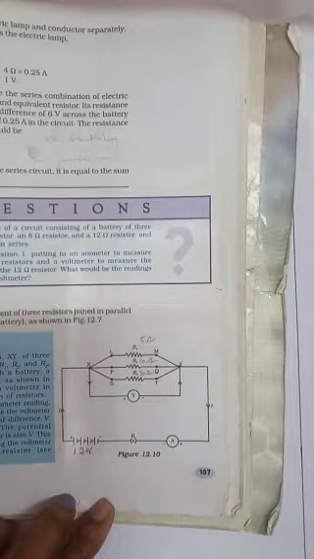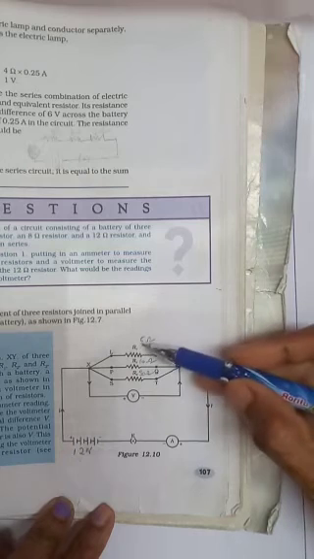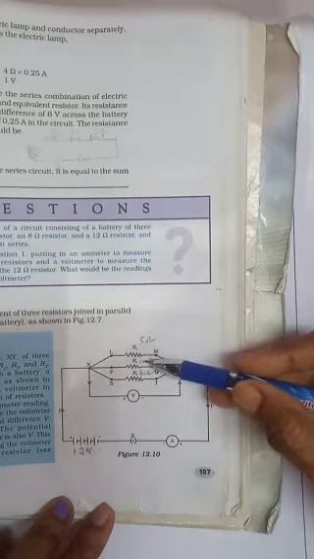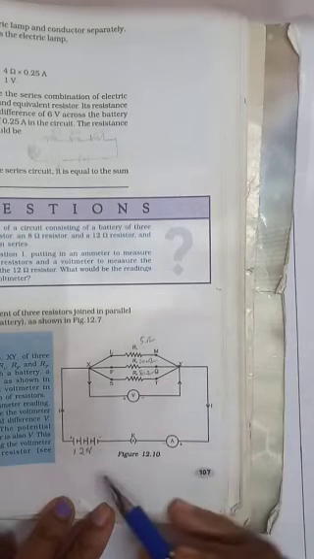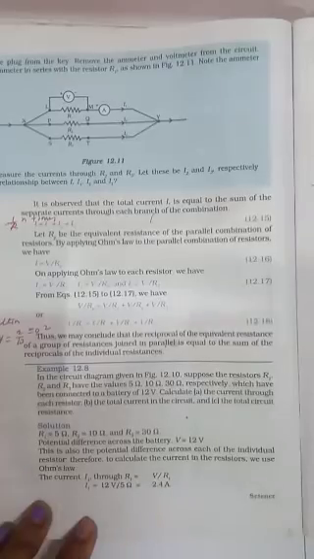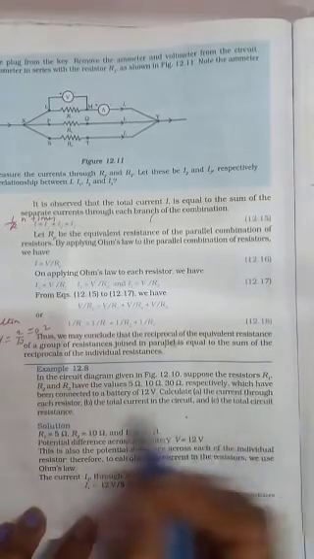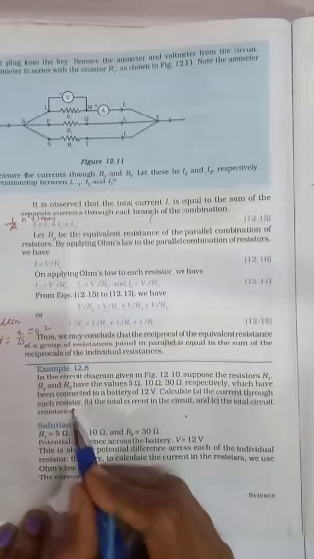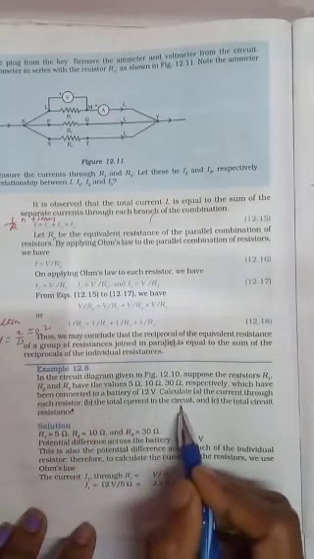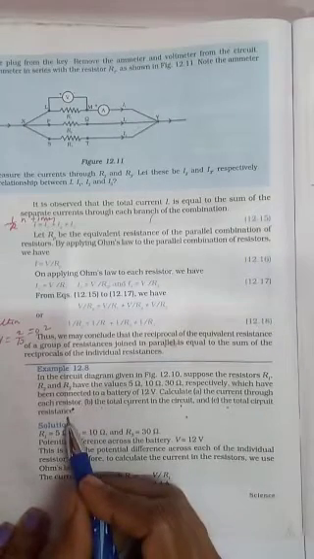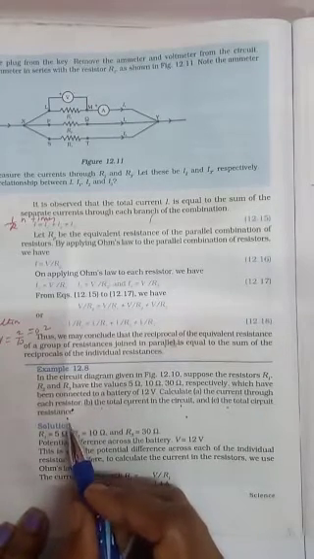Example 12.8. Look at this circuit diagram. In this circuit diagram, resistors R1, R2 and R3, their resistance is 5 ohm, 10 ohm and 30 ohm. They are connected to a 12 volt battery. Calculate A. The current through each resistor. Current through R1 and R2 and R3. B. The total current in the circuit. C. Total circuit resistance. Now we will write the solution.